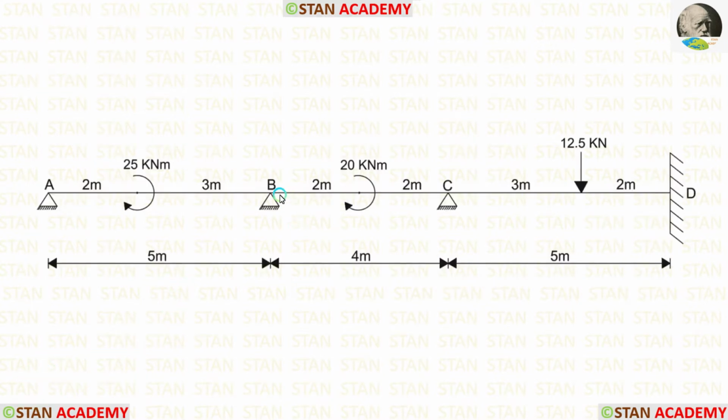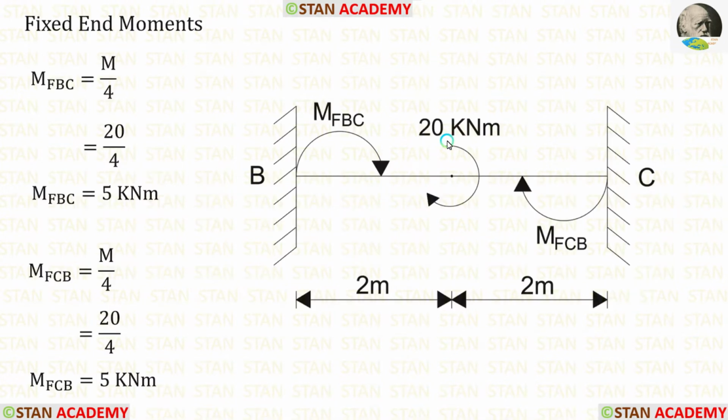Now let us find the fixed end moments in the span BC. In the span BC, there is a clockwise concentrated moment. This moment is acting in the center. The formulas for the fixed end moments are M upon 4 and M upon 4. After applying the value of M in the formula, we are getting M of BC and M of CB.